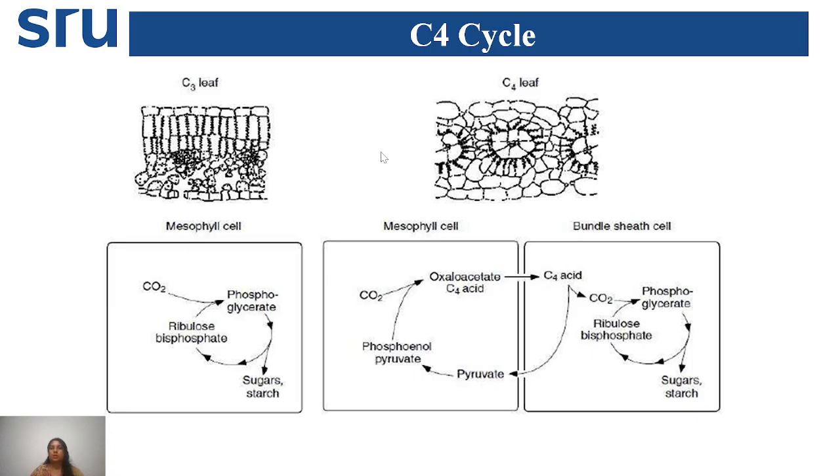If anyone asks you why a C4 plant is more efficient than C3, you can tell this as an answer. Photorespiration is present in C3, and that reduces its efficiency by 30 to 40%. In the C4 plant, photorespiration is not there. Because of that reason, the C4 plant is comparatively much more efficient than C3.